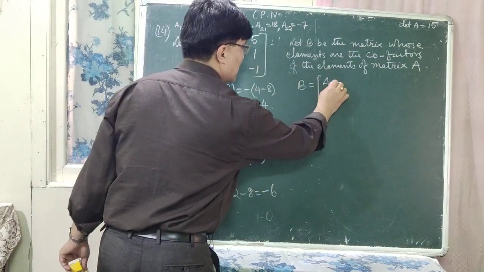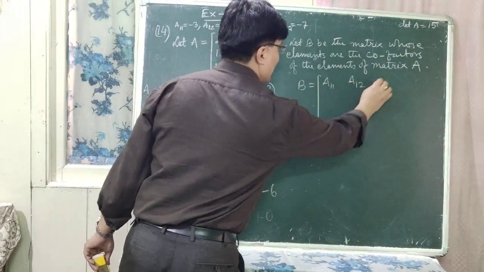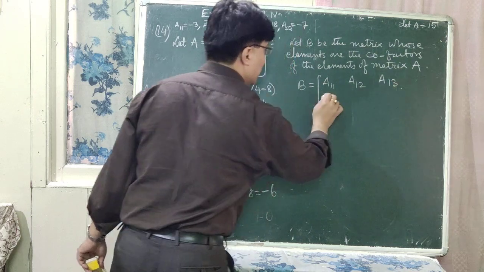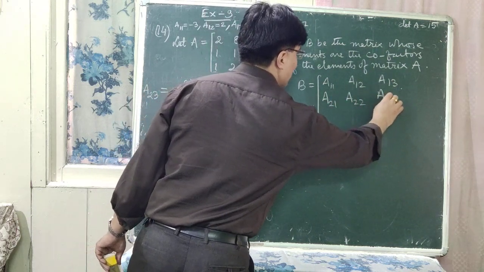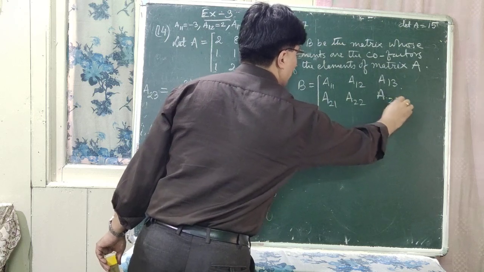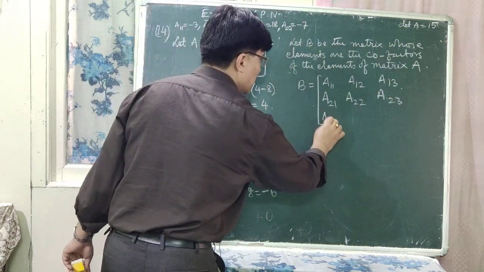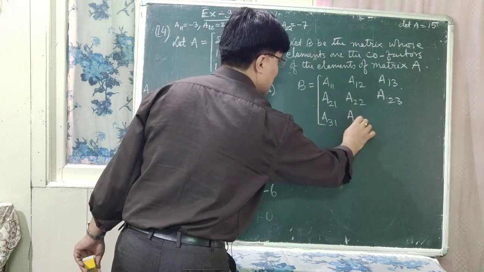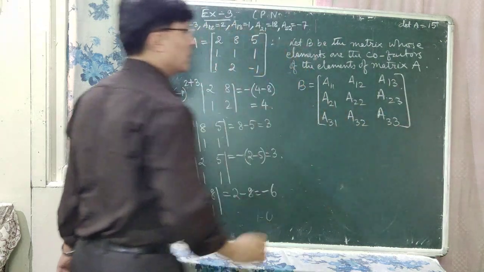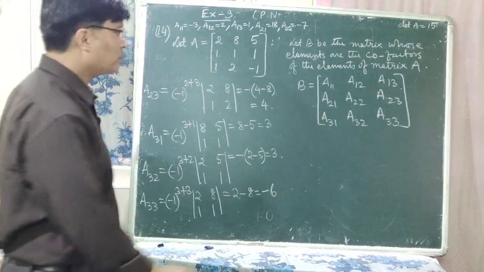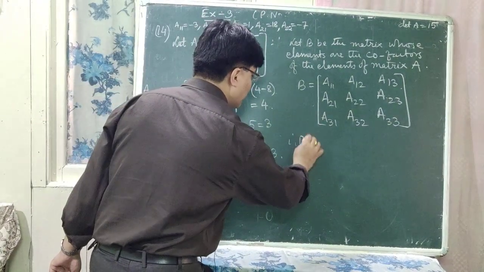It is capital A11, capital A12, capital A13, capital A21, capital A22, capital A23. Next comes capital A31, capital A32, capital A33. Is that clear to all of you? So what is capital B now?